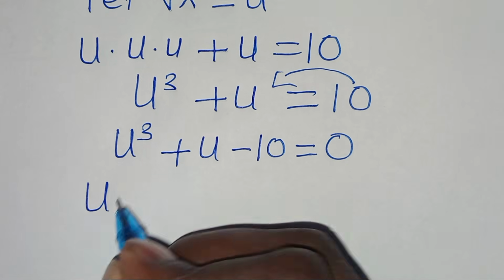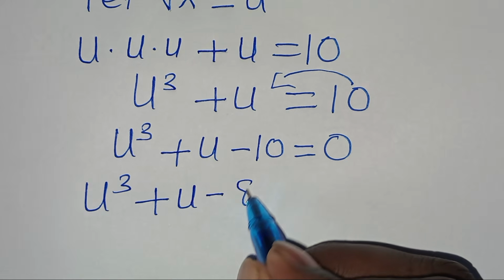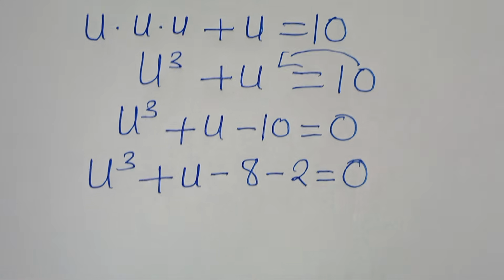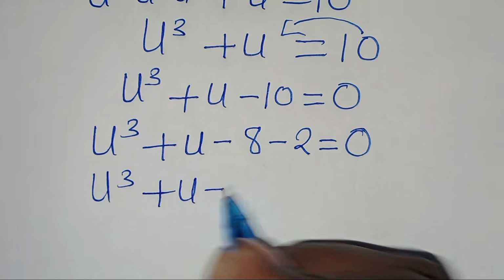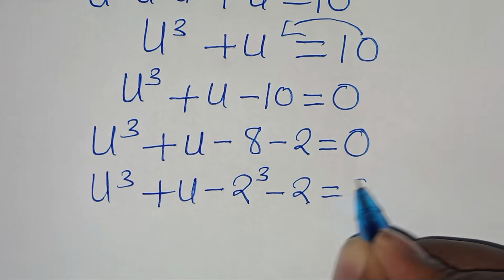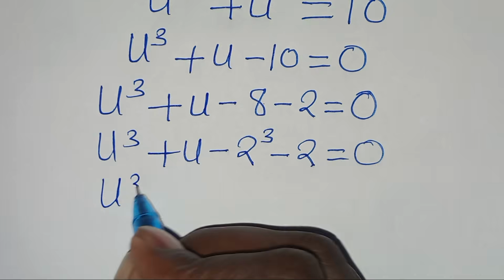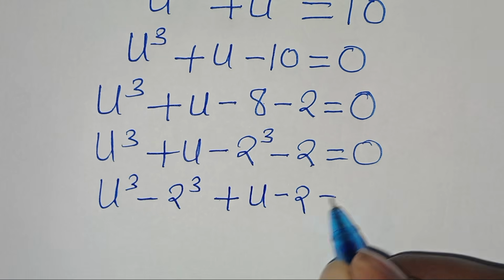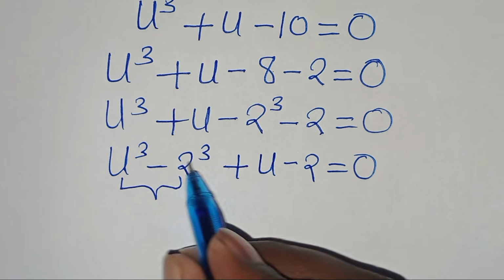So we have u to the power of 3 plus u. We can express minus 10 as minus 8 subtract 2. This is equal to 0. So we have u to the power of 3 plus u minus 8, which is 2 to the power of 3, subtract 2. This is equal to 0. So we have u to the power of 3 and 2 to the power of 3. So this means we have u to the power of 3 minus 2 to the power of 3 plus u subtract 2. This is equal to 0.